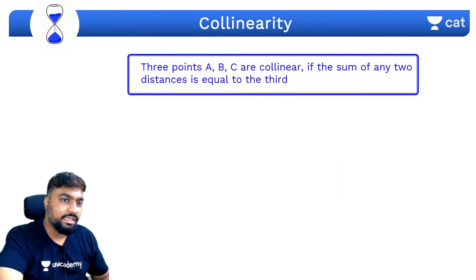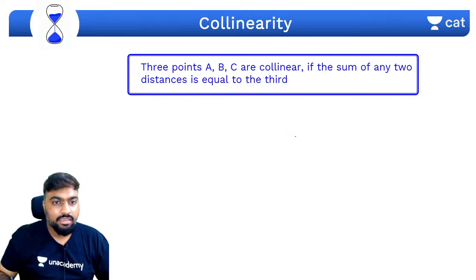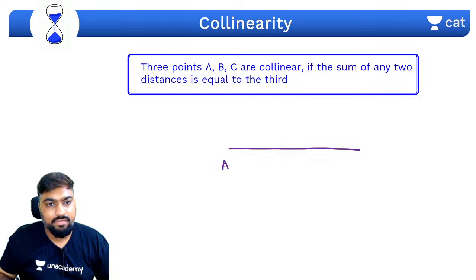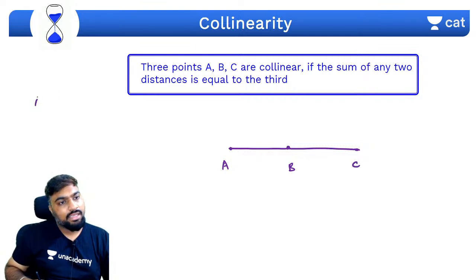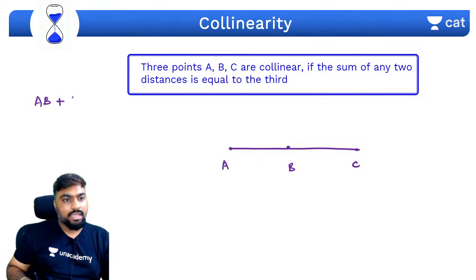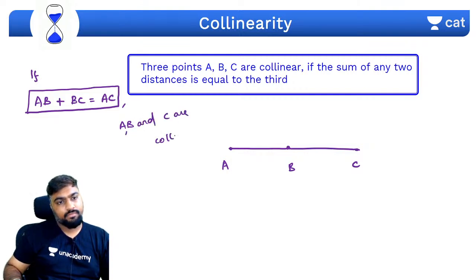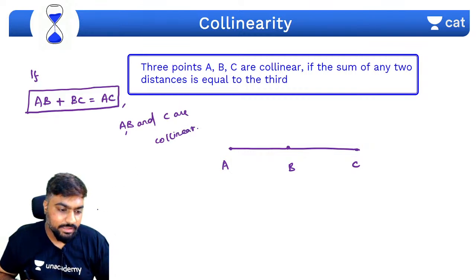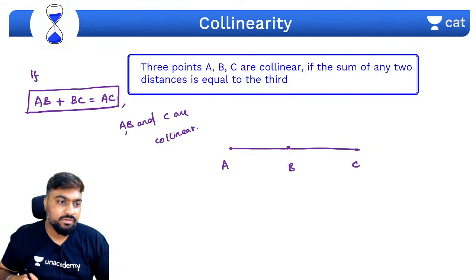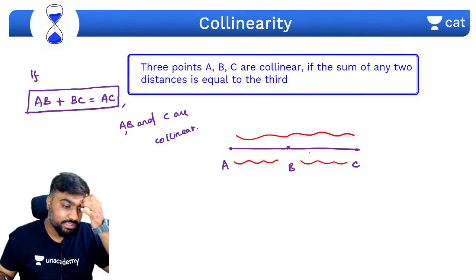So let's first start with collinearity. What did we say? If there are 3 points A, B and C, and they are collinear, then we know that if I add the distance between AB and the distance between BC, I will get the distance between points A and C. If this is true, then you can say A, B and C are collinear points. Are you getting this? If AB plus BC gives you AC, they are collinear points.